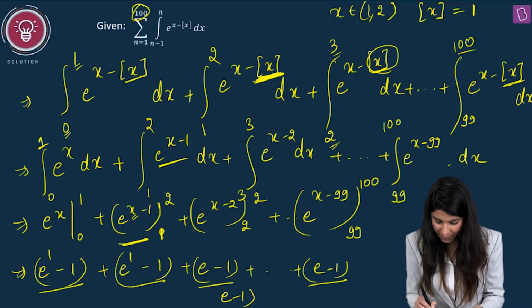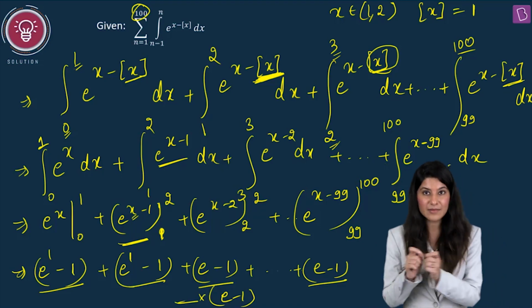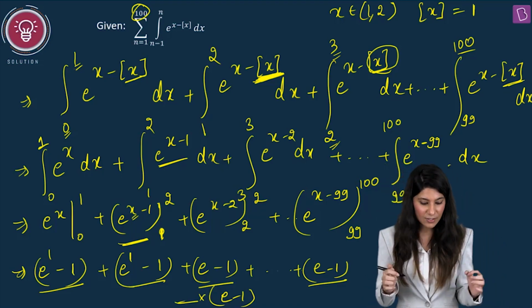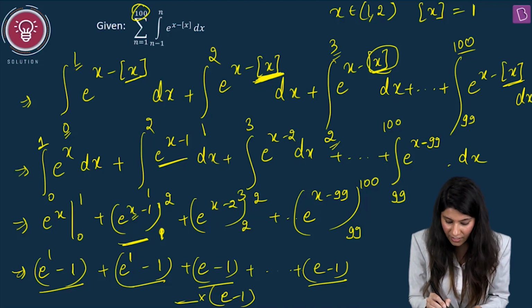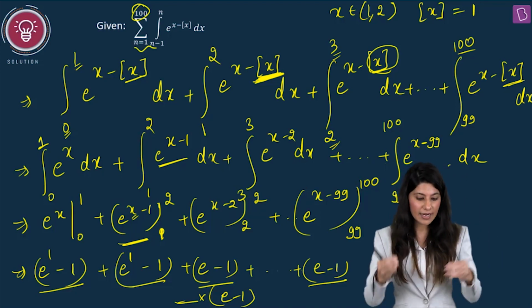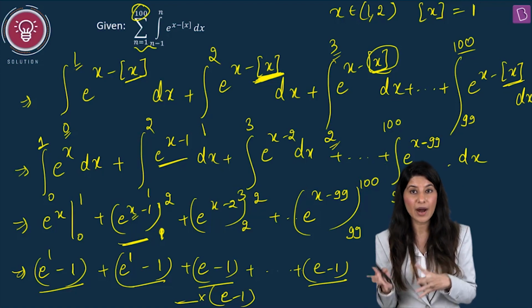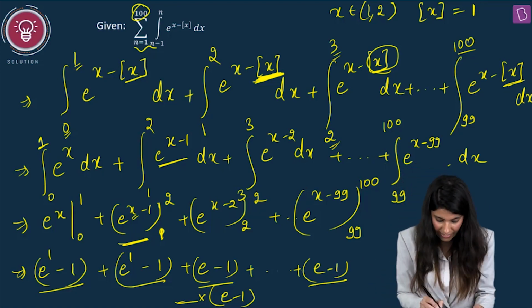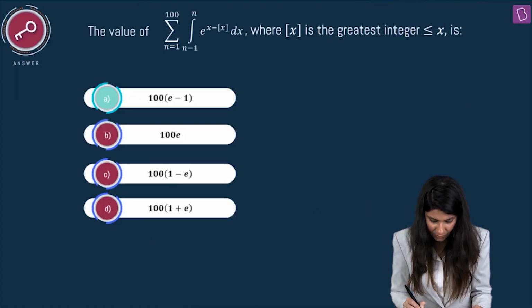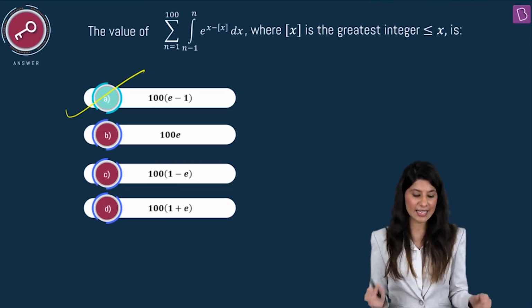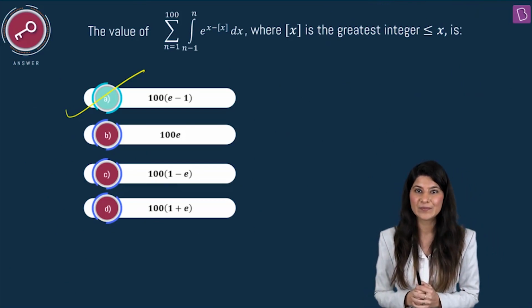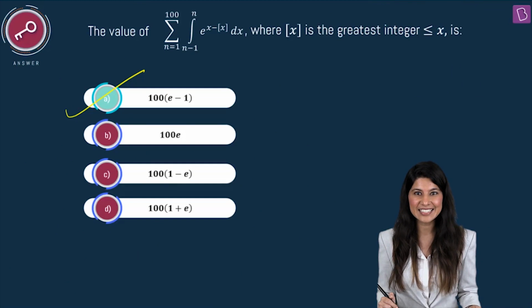The answer would be e minus 1 multiplied by the number of times this term is occurring. So you can see how many terms there initially were. From n equals 1 to n equals 100, you have 100 terms. Hence, 100 times (e minus 1) would be your answer, which is exactly matching with option A. Easy question, isn't it?